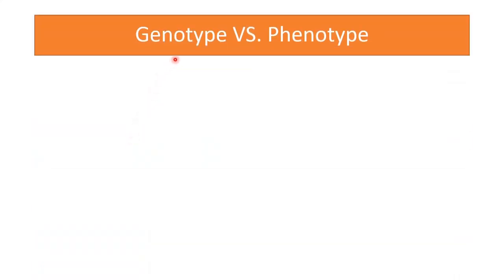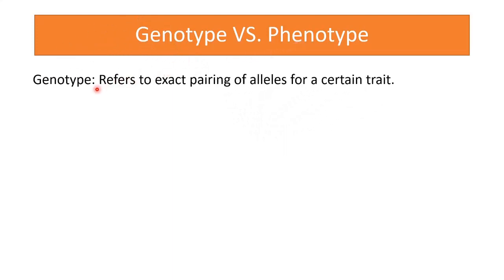Now we're going to talk about what we mean by genotype and phenotype. What is a genotype? Genotype refers to the exact pairing of alleles for a certain trait on my homologous chromosomes. If I consider again the trait earlobe, which has two different alleles, free and attached, then in order to determine the genotype of a certain individual for this trait, it's very important to first give a symbol for each allele.